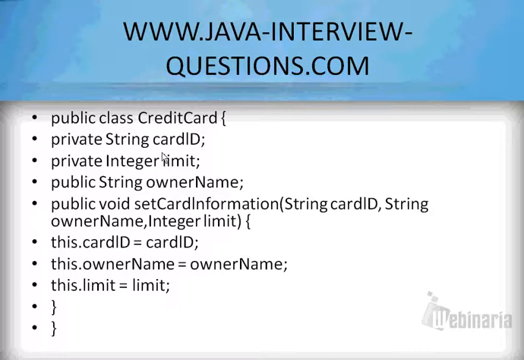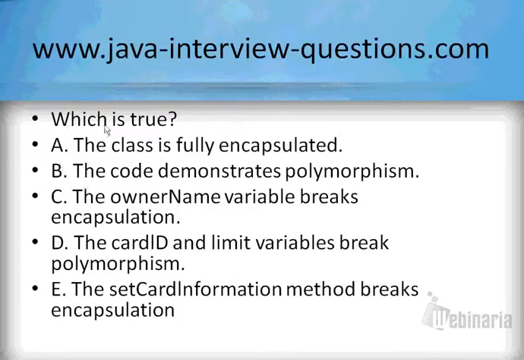You see, card ID is private, limit is private, and the owner name is public. Since it should be private and it is not, this class is not fully encapsulated. So we can straightforwardly eliminate the first option, A. We are left with options C and E: the owner name variable breaks encapsulation, and the setCardInformation method breaks encapsulation.